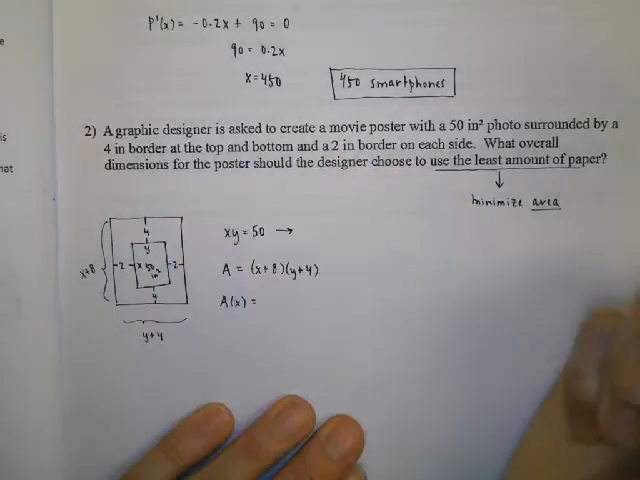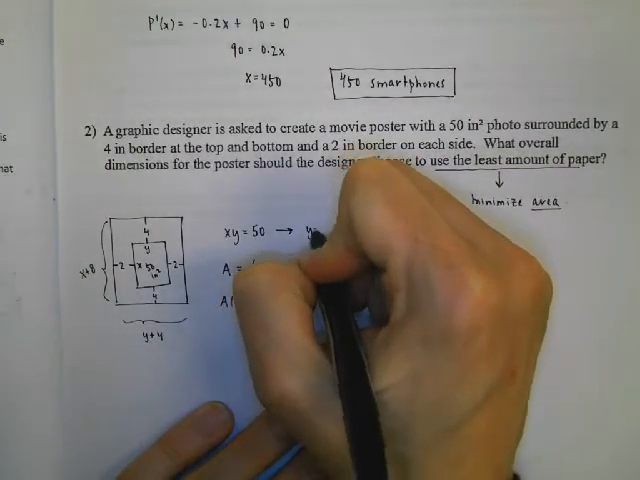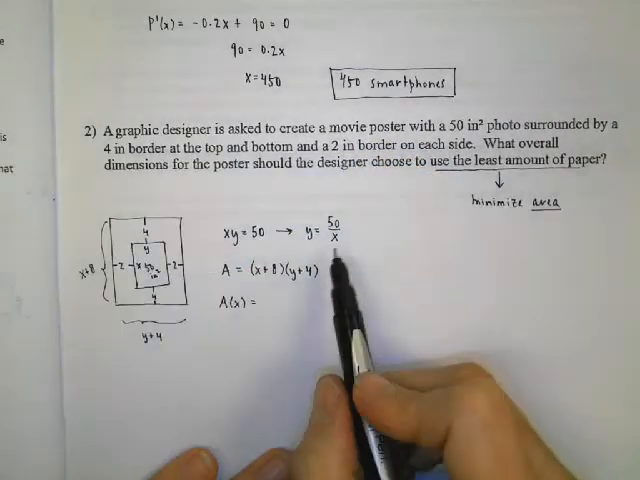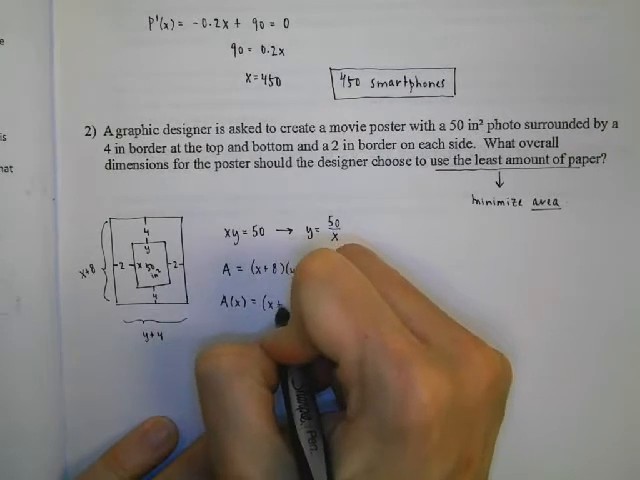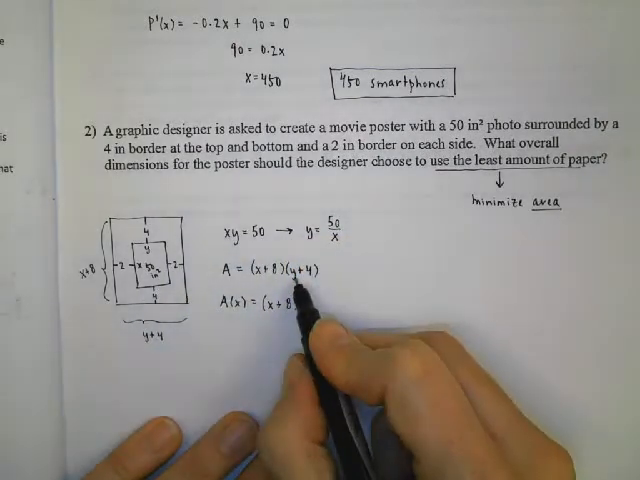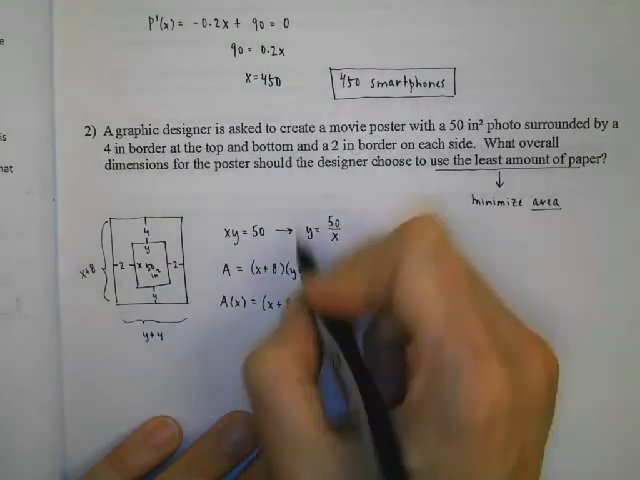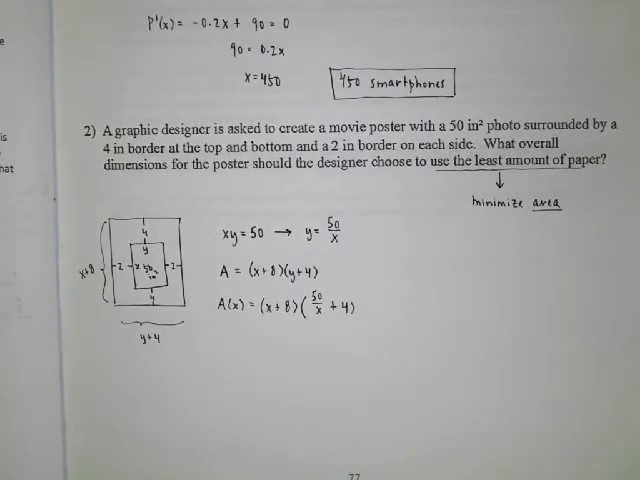So I'm going to use this equation to get Y by itself. I'm going to isolate Y. So Y equals, I'm going to have to divide by X, because now I can substitute that in for Y here. So I have X plus 8. Instead of Y, we're going to use our 50 over X, and then add plus 4. And so I've got a nice area equation just in terms of X.